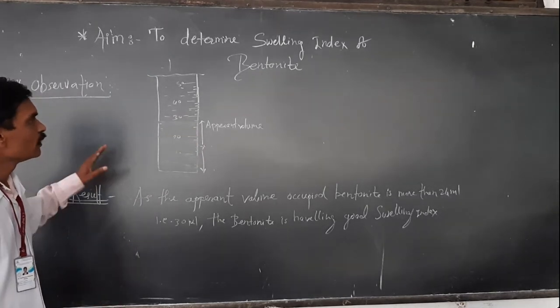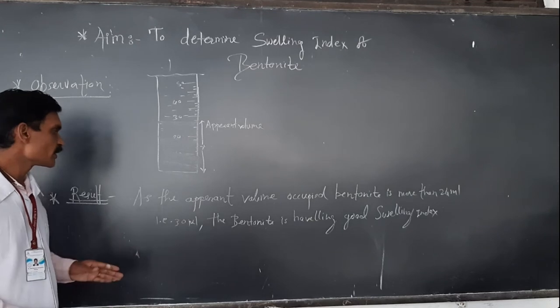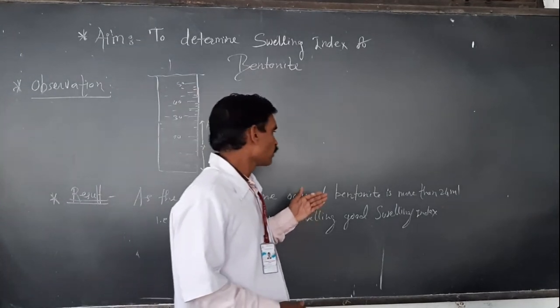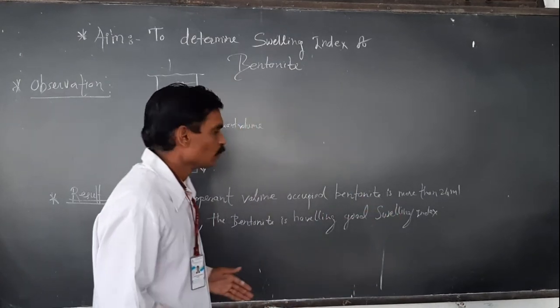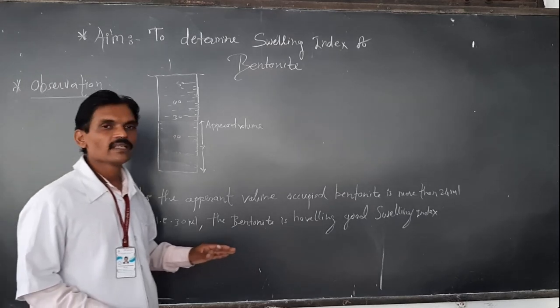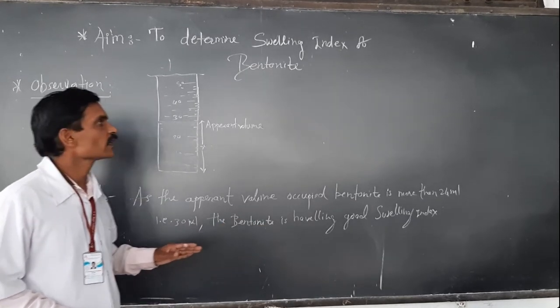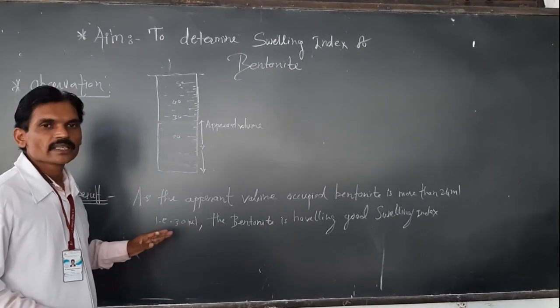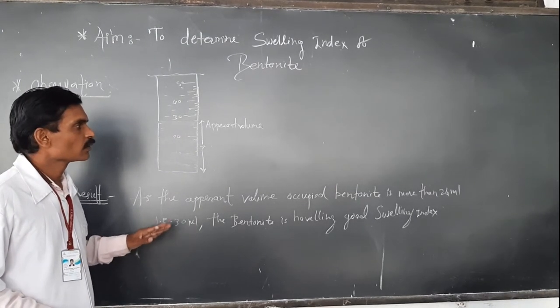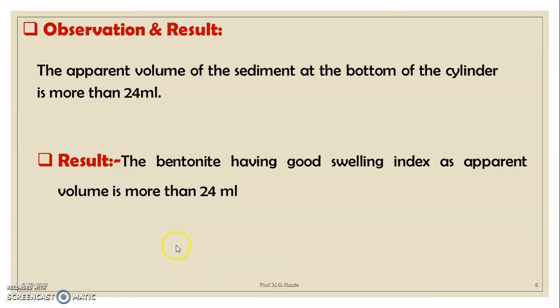So we can write down the result that the apparent volume occupied by bentonite is more than 24 ml, about 30 ml, and the bentonite has a good swelling index. So we can conclude that today's bentonite is of good quality, having good swelling index and good absorption capacity.